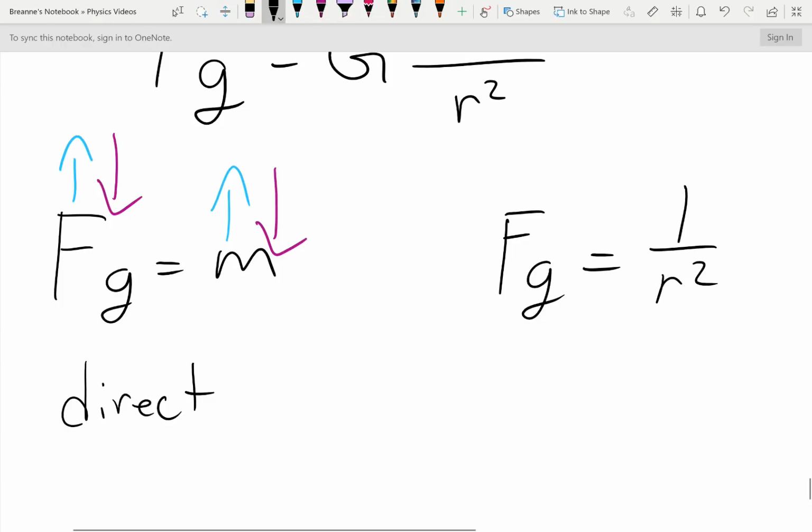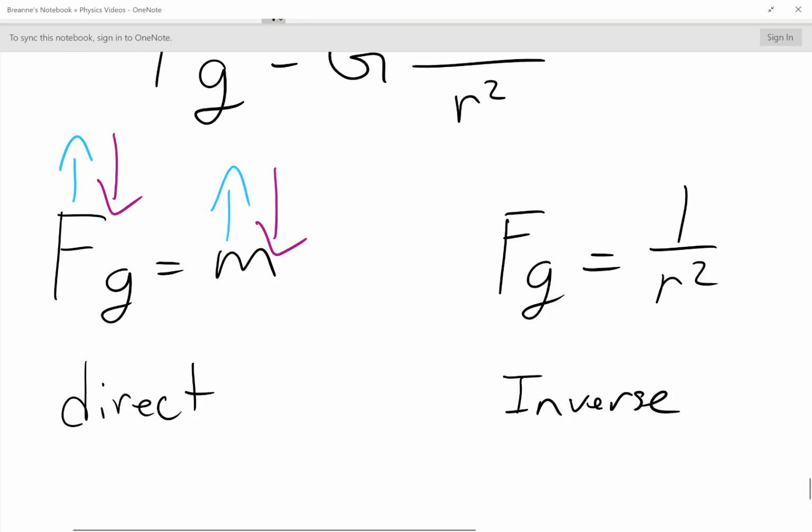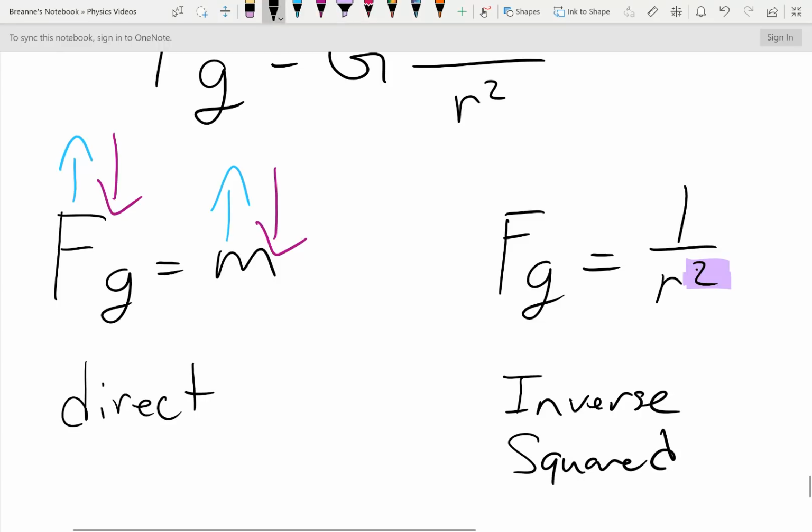Now for your force of gravity and your distance, one's on top, one's on bottom. So that is an inverse relationship. And we can't forget about that squared. So it's actually an inverse squared relationship. As your distance increases, your force is actually going to decrease. As your radius decreases, your force is actually going to increase.